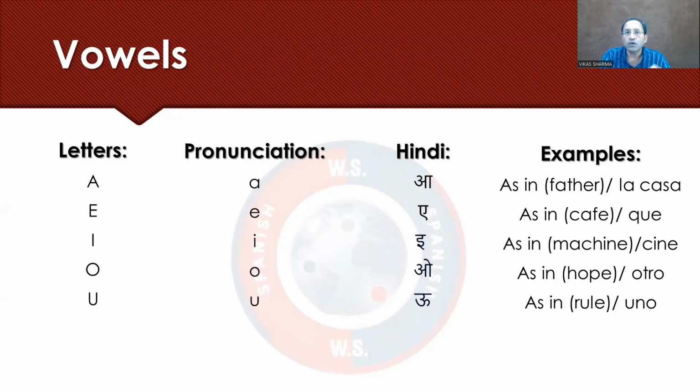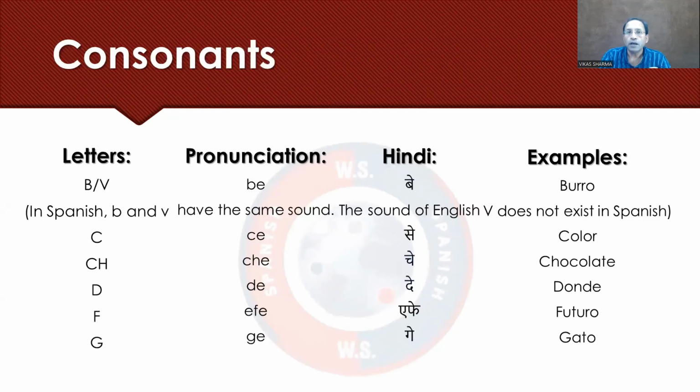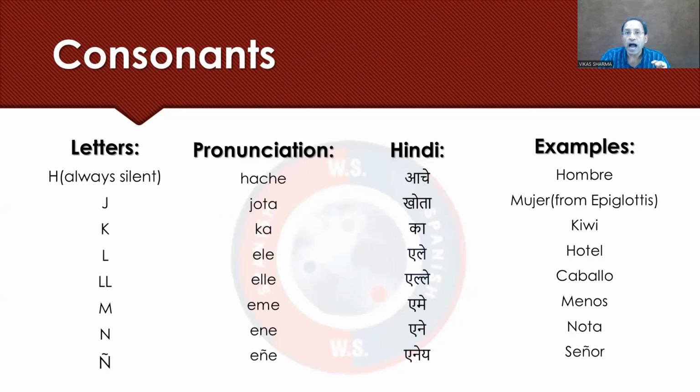Now let's jump to the consonant parts. We start with alphabet B. In Spanish, B and V have the same sound, that is B. Okay, so B as in burro, C as in color, Che as in chocolate, D as in donde, F as in futuro, G as in gato, H.